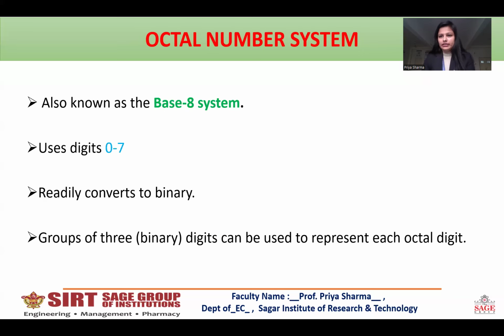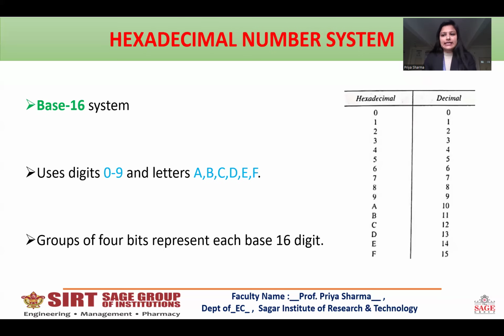The last point which I have told you, we'll discuss in upcoming slides also, how to convert octal to binary. Last is the hexadecimal number system. It is the base 16 system which uses digits from 0 to 9 and letters A, B, C, D, E, F. And a group of 4 bits is used to represent the 16-digit base. This is how it looks.